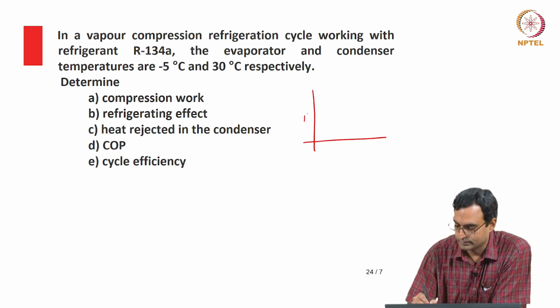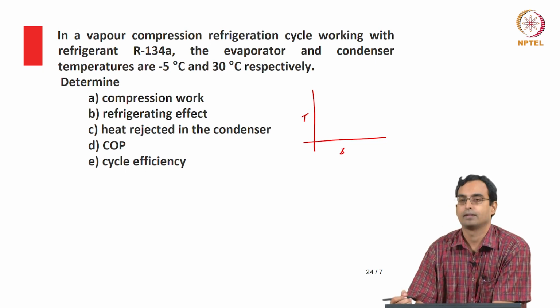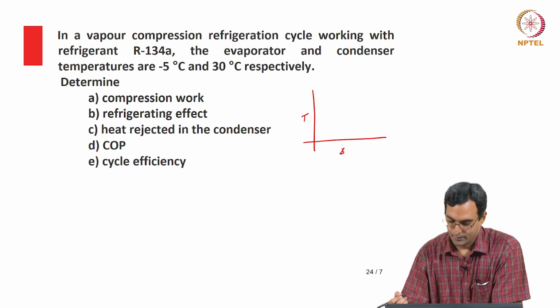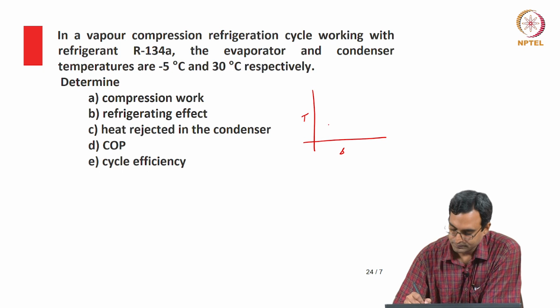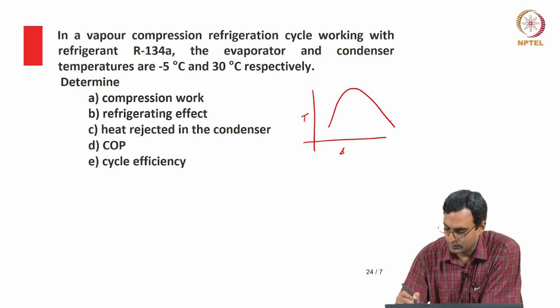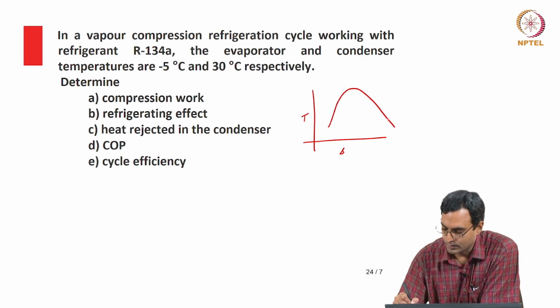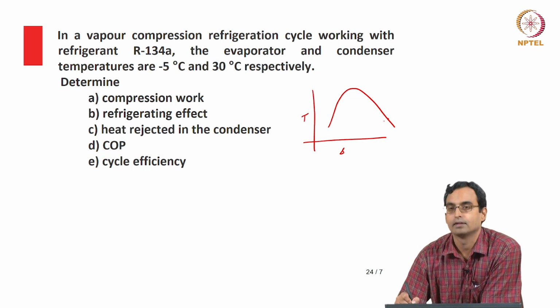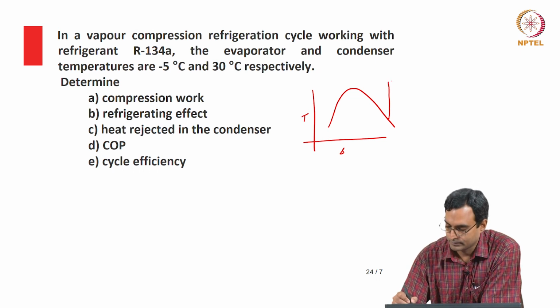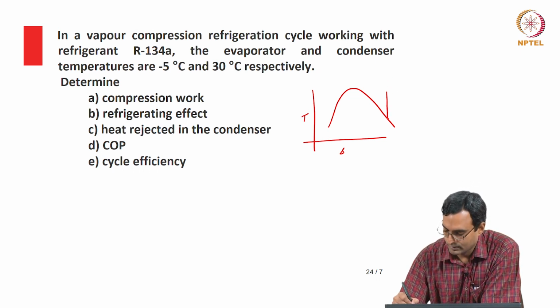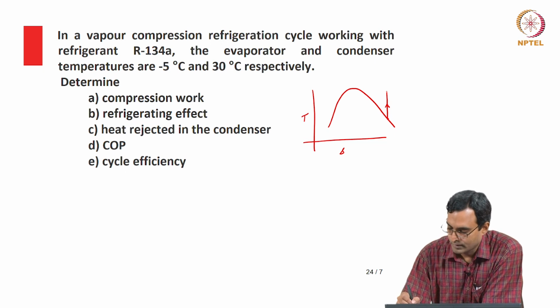draw the cycle on, say, a TS diagram. So, we have this happening in the liquid vapor dome. Ideally, we would start compression at the saturated vapor condition. We would compress to some condition. We would have a constant pressure heat rejection.